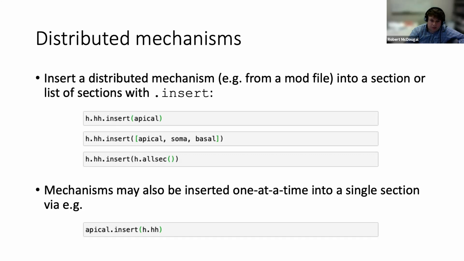You may also see as an alternate syntax, section.insert a mechanism. That's fine too. And in older code, you'll even see this mechanism expressed as the string HH instead of h.hh. That's also fine. But if you do it this way, you can only insert into one section at a time, versus if you use the mechanism first, you can insert into your entire model in one line.